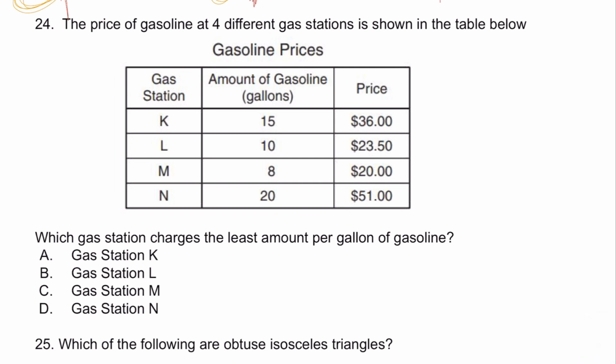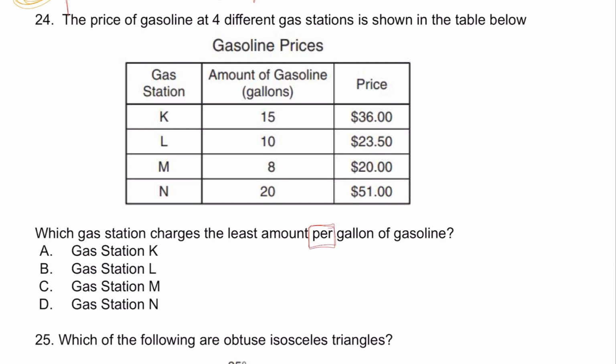Next, for number 24, the price of gasoline at 4 different gas stations is shown in the table below. So which gas station charges the least amount per gallon of gasoline? So you want to figure out the lowest price per gallon. And the keyword here is per, and per means to divide. So you want the amount, or the money, divided by the gallons. So then you have to divide each of these in this column by the number in this column.